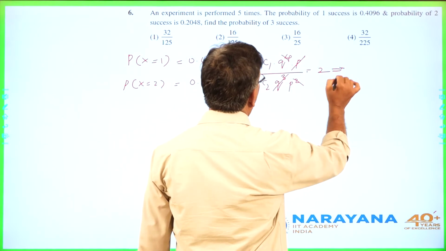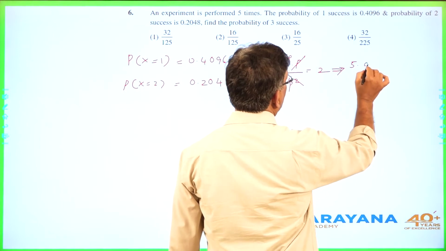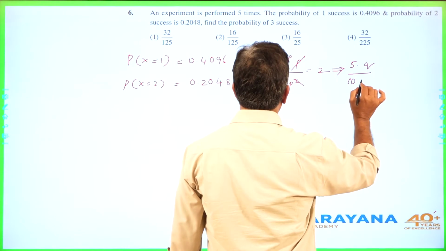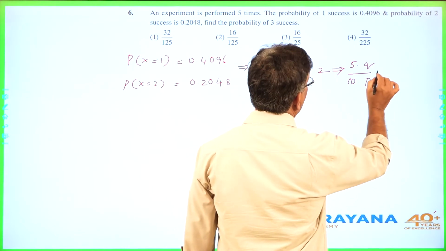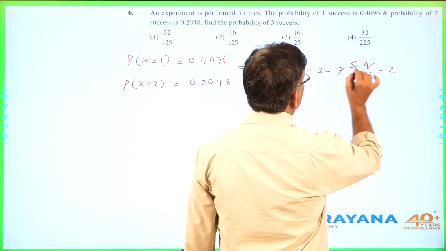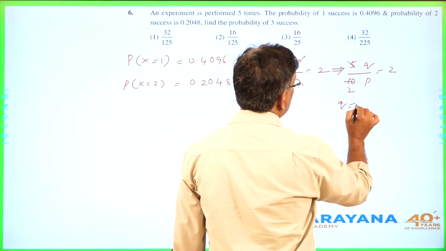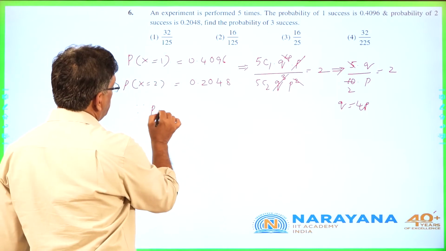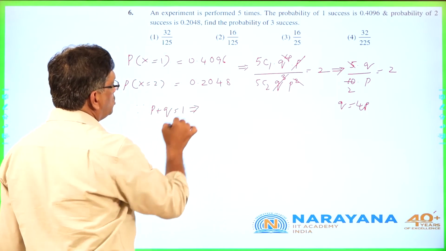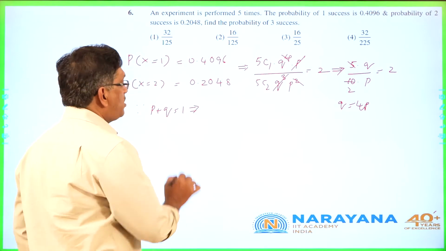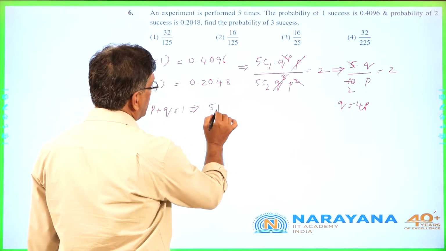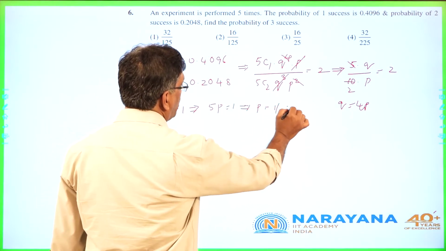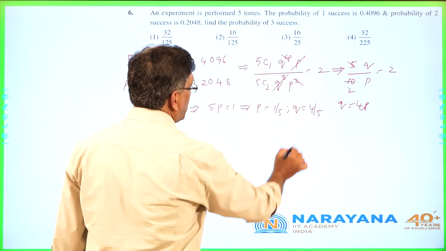This is nothing but 5c1 is 5 into q by 5c2 is 10, that is 10 into p is equal to 2. This is 2 times, q is equal to 4p. Since we know that p plus q equal to 1, p plus 4p, that is 5p equal to 1, p is 1 by 5, that is q is 4 by 5.